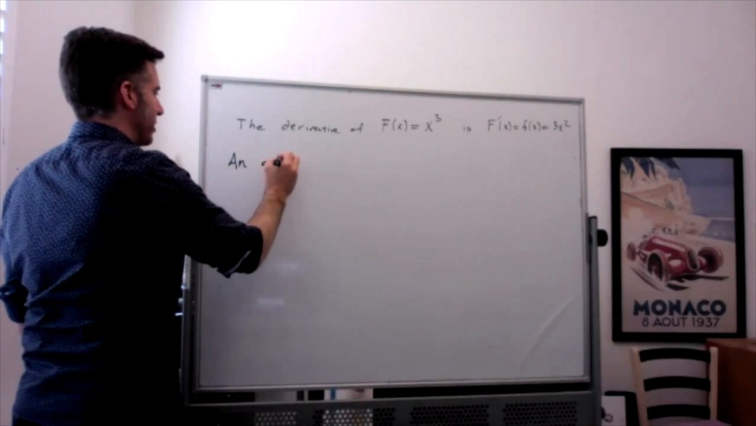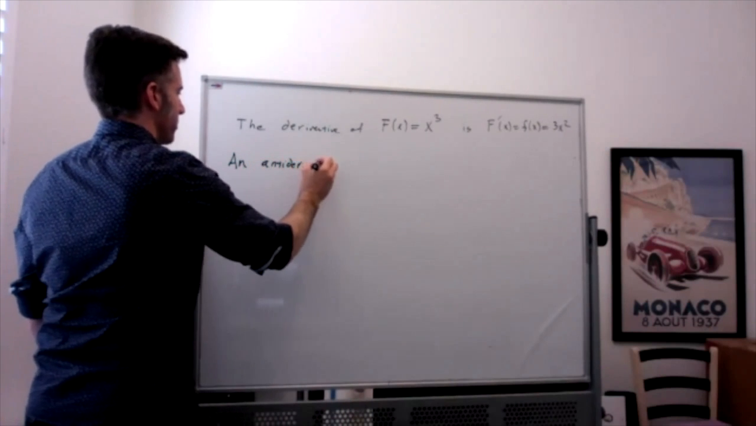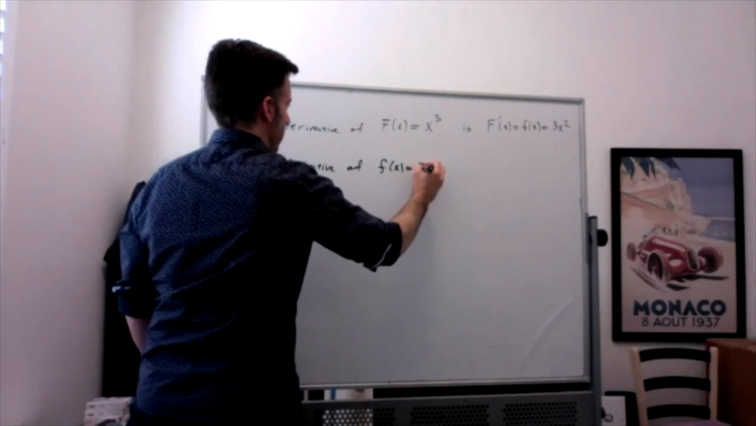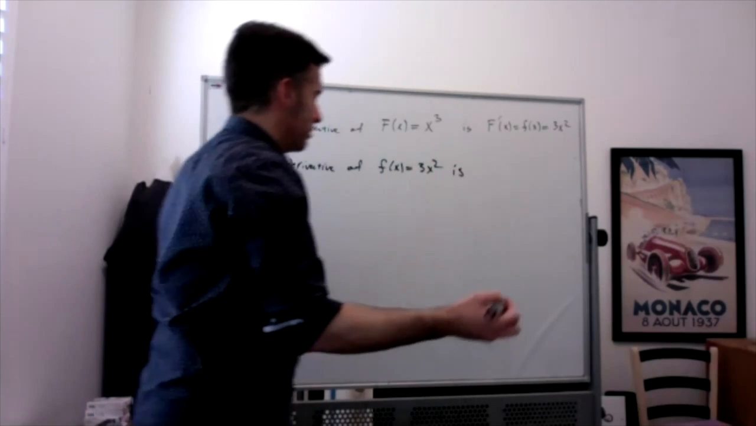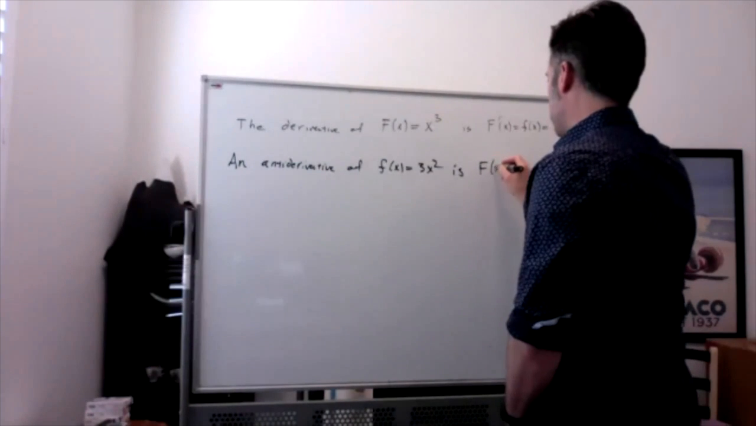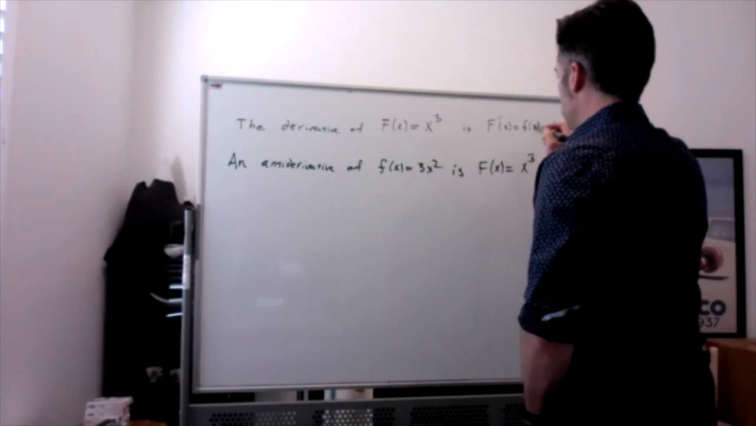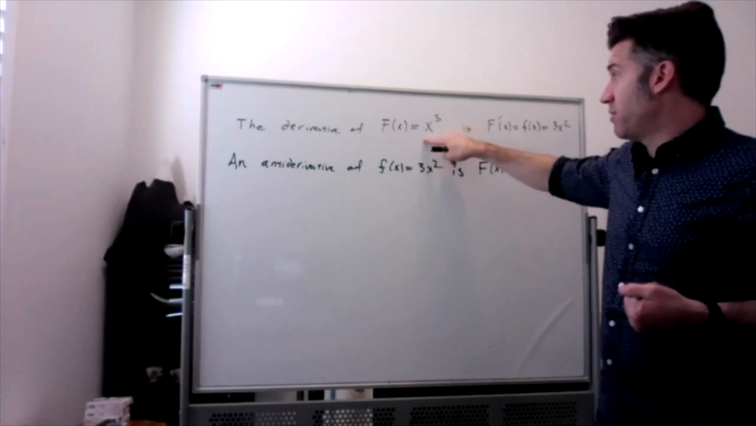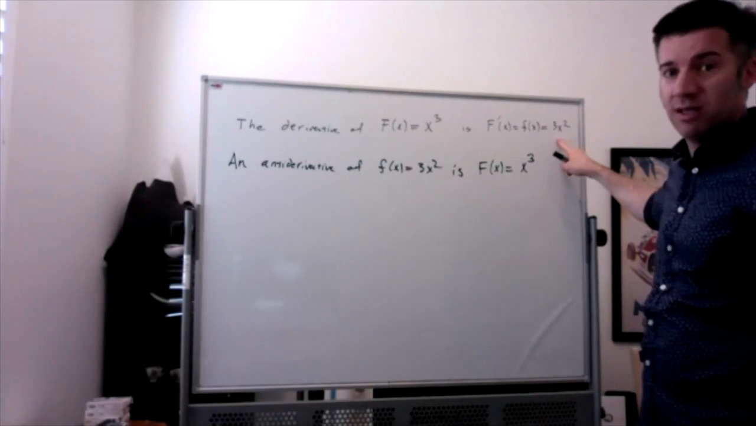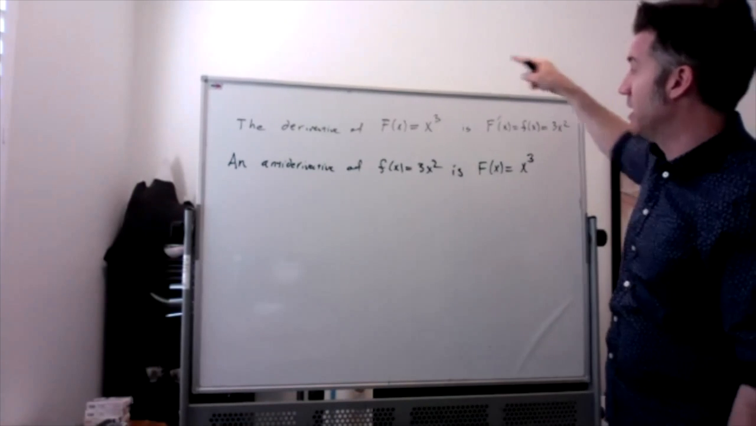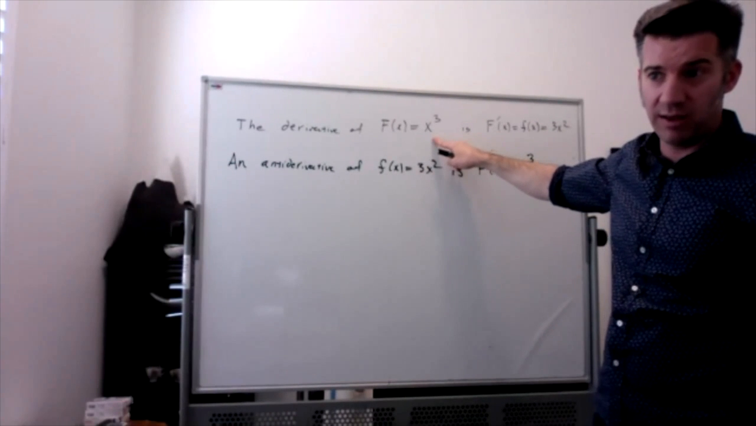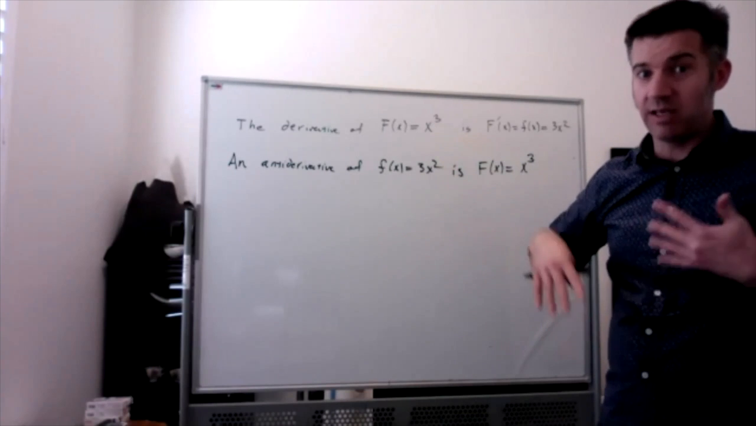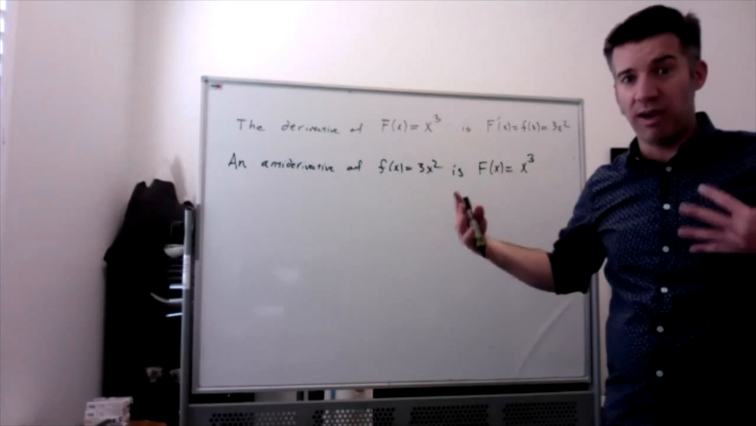So an antiderivative of f of x equal to 3x squared is capital F of x equal to x cubed. That's it, right? If the derivative of something is equal to something else, the antiderivative of something else is the function that you took the derivative of to get there. So derivatives and antiderivatives undo each other. You take a derivative and then an antiderivative, and you get back to where you started.